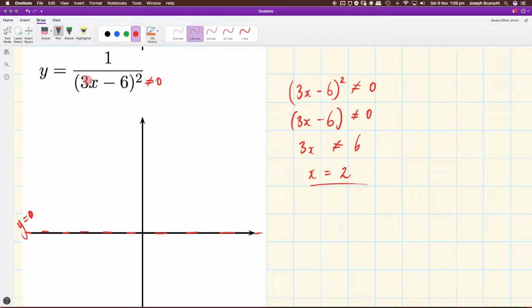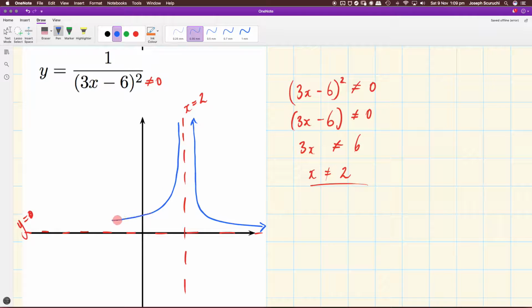If I put 2 in here, 3 times 2 is 6. 6 minus 6 is 0. So therefore, x cannot equal 2. And that therefore tells me that my vertical asymptote will be x equals 2. I can then draw that in.